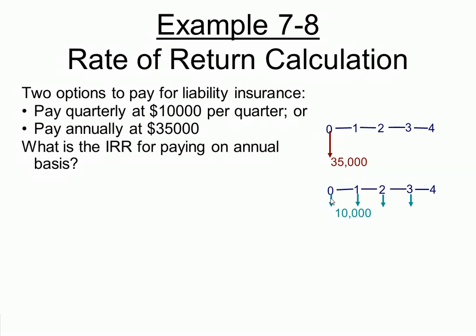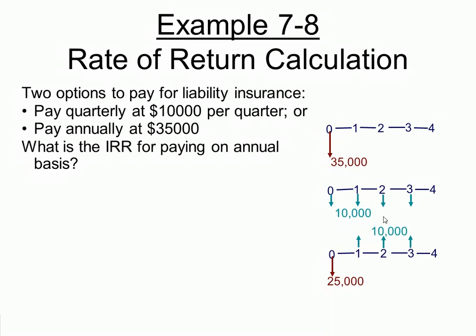So we pay at the beginning of year 1 for the entire period, year 1, and then again at the beginning of year 2, which is the end of year 1, we're going to pay for year 2 and so on. So that's how we pay, and these are the cash flows for the two options.